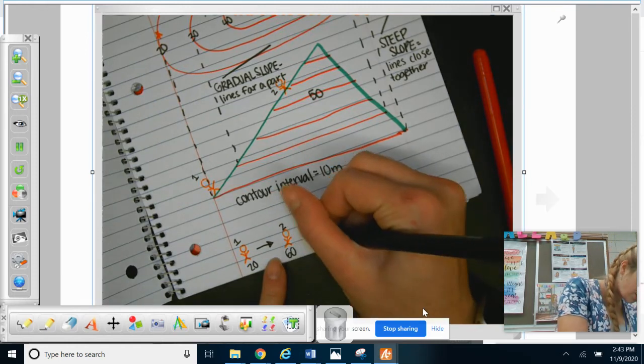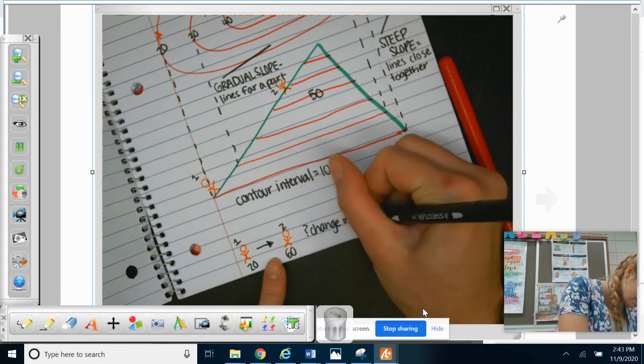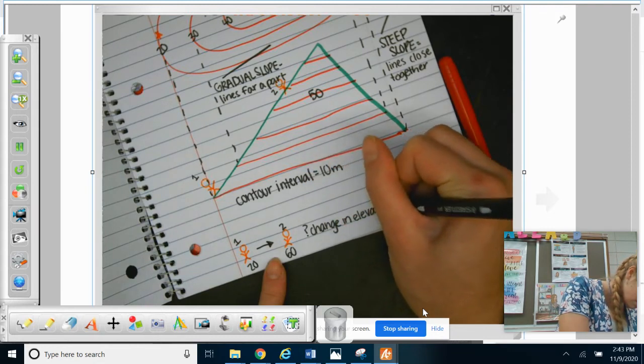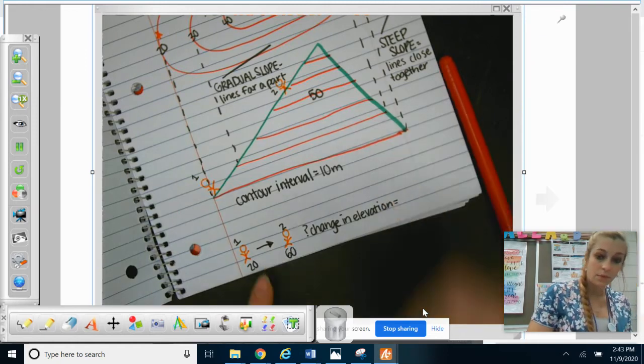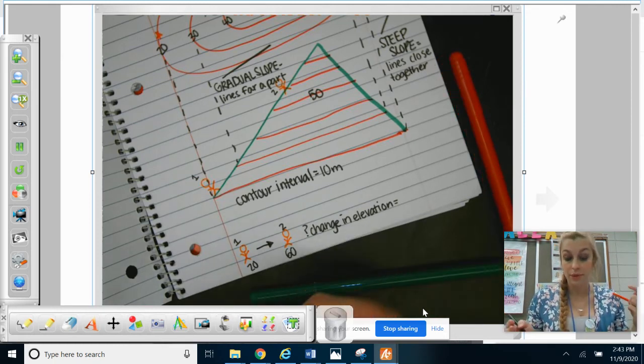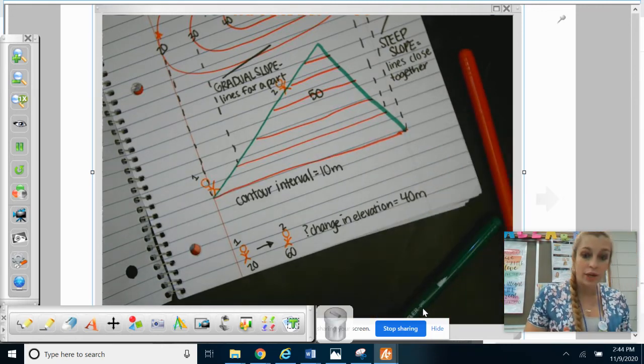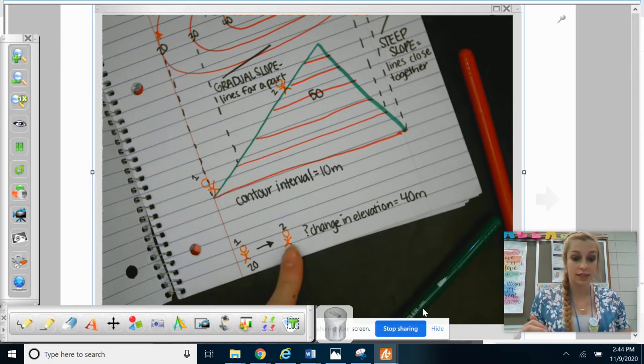So what was the change in elevation? We started at 20, we moved to 60. So how much do we change? Well, it would be the difference between 20 and 60. 60 minus 20 equals 40 meters. So we didn't walk 60 meters. Yeah, we ended at 60 meters, but we started at 20. So we only walked 40 meters. That's how you calculate the change in elevation.